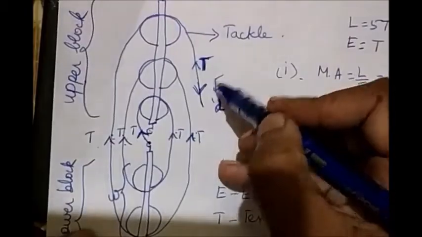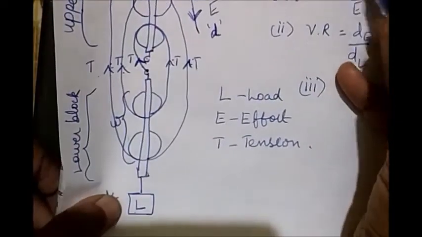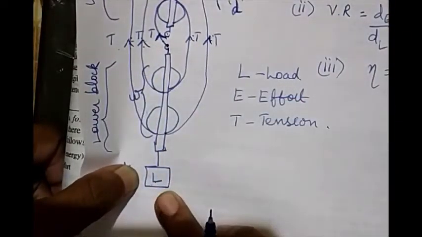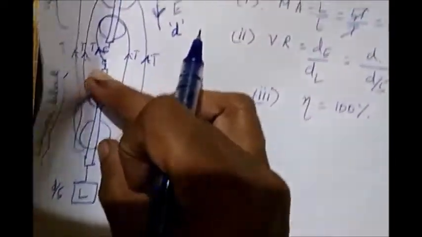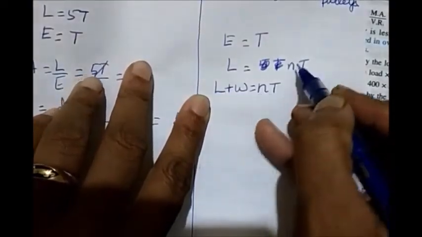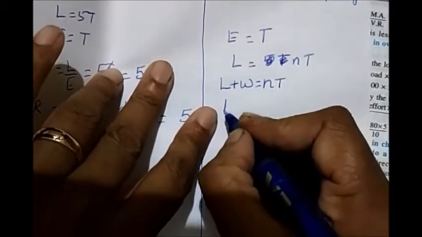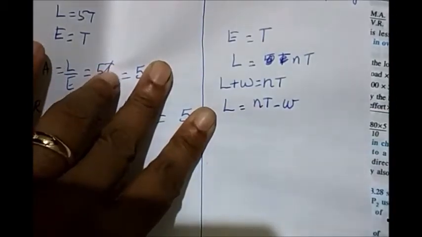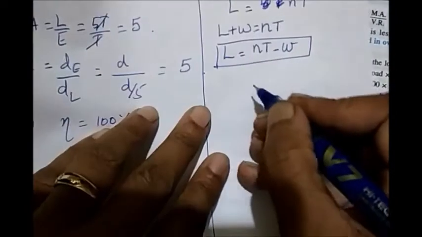Effort is balanced by T as usual. Here we only wrote L is equal to 5T. But the load will not just be this load. Along with this, the weight of the lower block should be considered. So in place of load, I will have L plus W. That should be balanced by NT. So what will be the load now? NT minus W. So my E is T, my L is NT minus W.